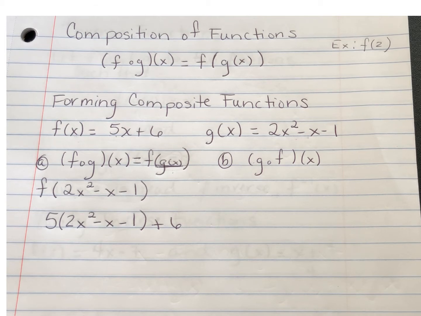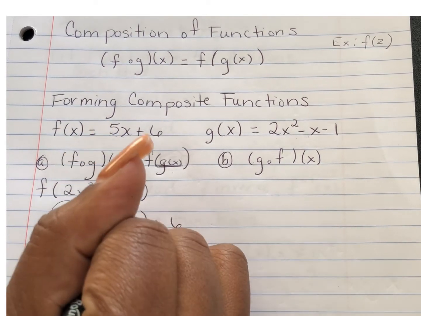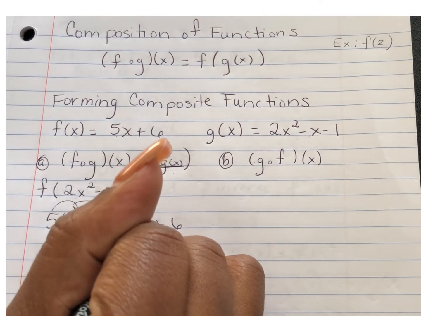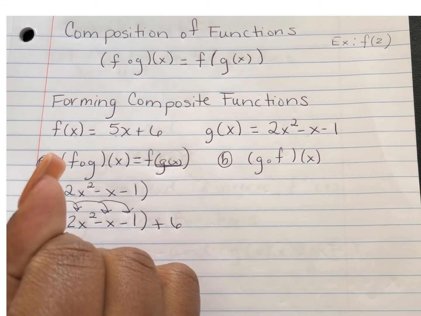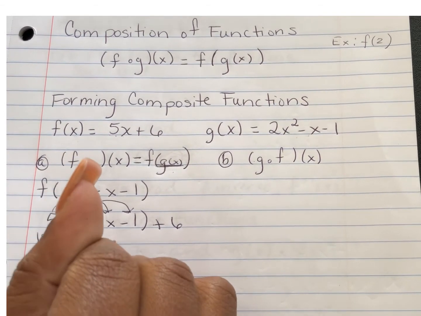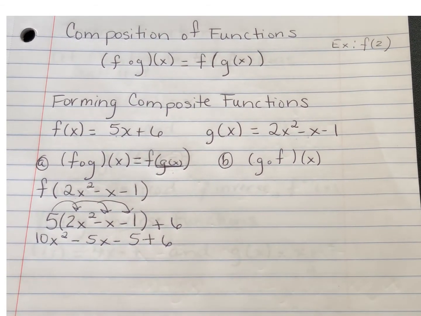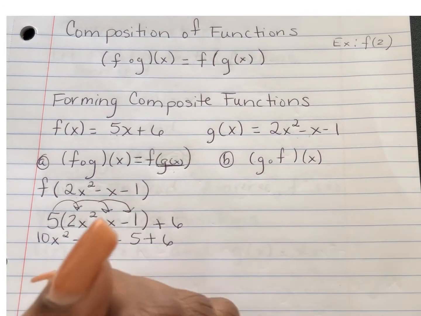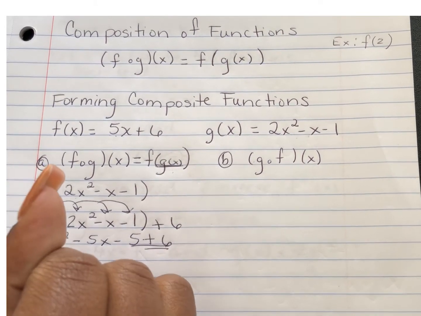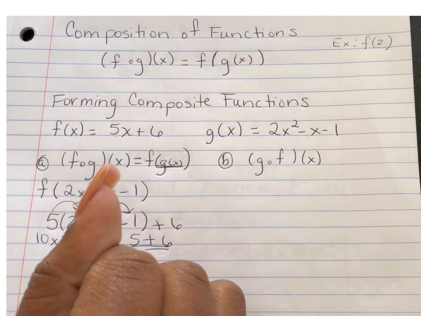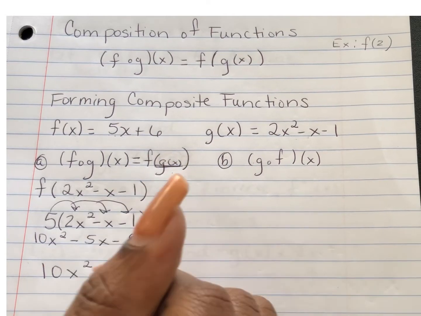Once you've placed it in, let's compute. So we distribute, and we have 10x squared minus 5x minus 5 plus 6. And we combine like terms. Our final answer is 10x squared minus 5x plus 1.